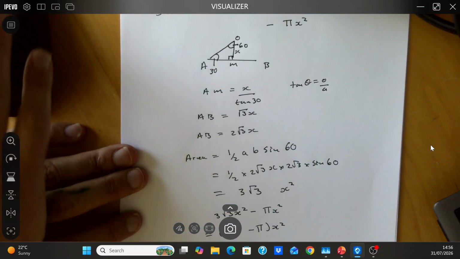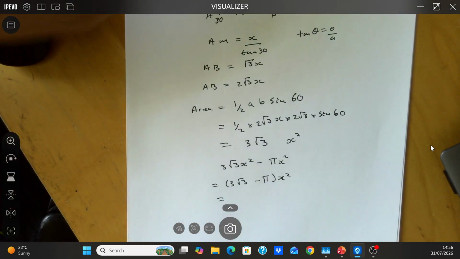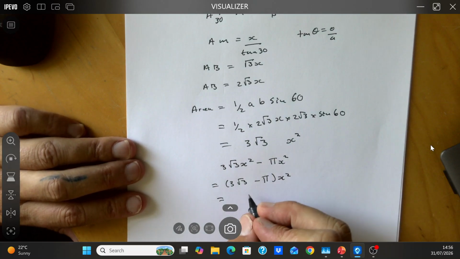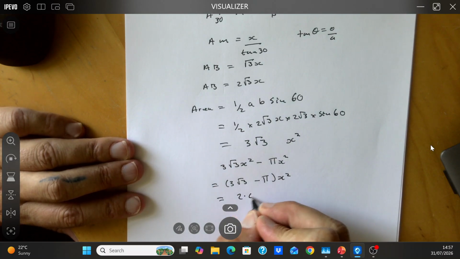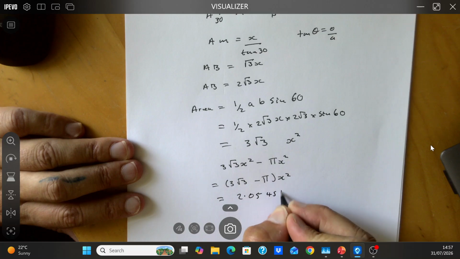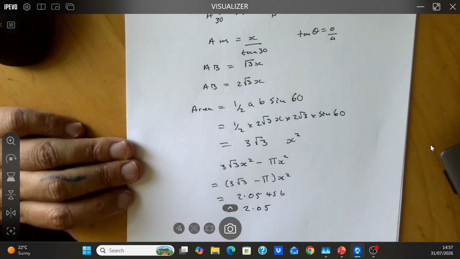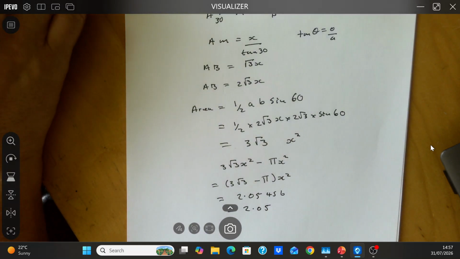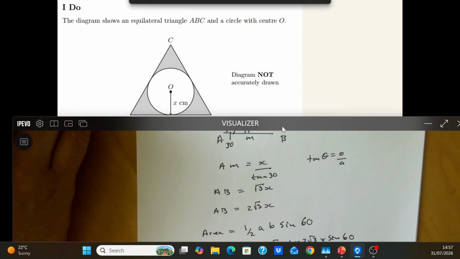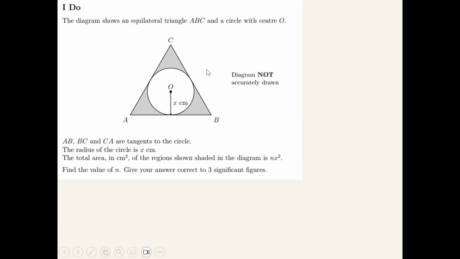Work that out in my calculator. Gives me 2.05456, which to three significant figures is 2.05. Right, now that's that one. Key things, think about the angle properties of shapes. Right, so let's look at this one.